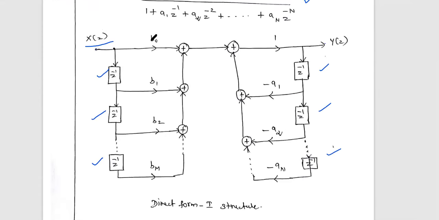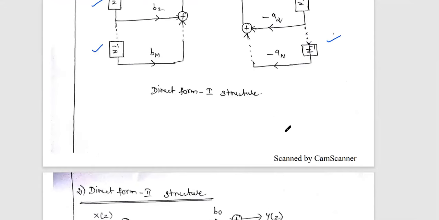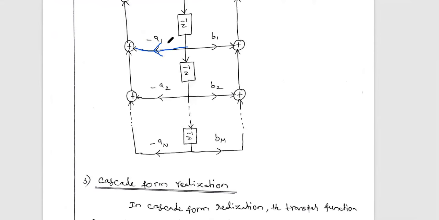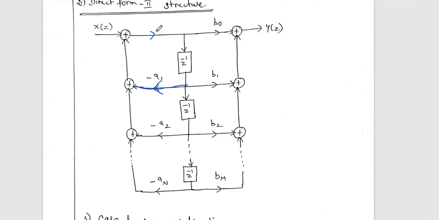In direct form 1, in the first half of the diagram, the numerator coefficients b0, b1, b2, up to bm are there. In the second half of the diagram, minus a1, minus a2, minus a3 are there. But in the direct form 2 diagram, in the first half, 1 minus a1, minus a2, minus an are there. In the second half of the diagram, b0, b1, b2, up to bm are there. This is the direct form 2 structure.